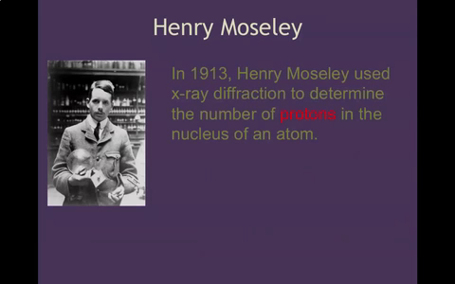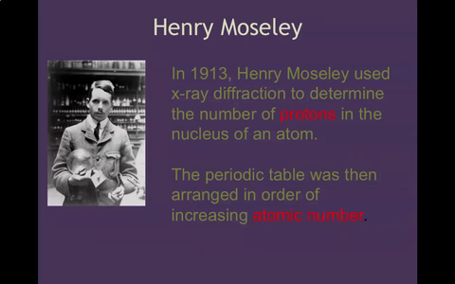Henry Moseley came along in 1913, and he used X-ray diffraction to determine the number of protons in the nucleus of an atom. And the periodic table was then arranged in order of increasing atomic numbers. So they switched from atomic masses to atomic numbers, which, as we know, is the same as the number of protons.